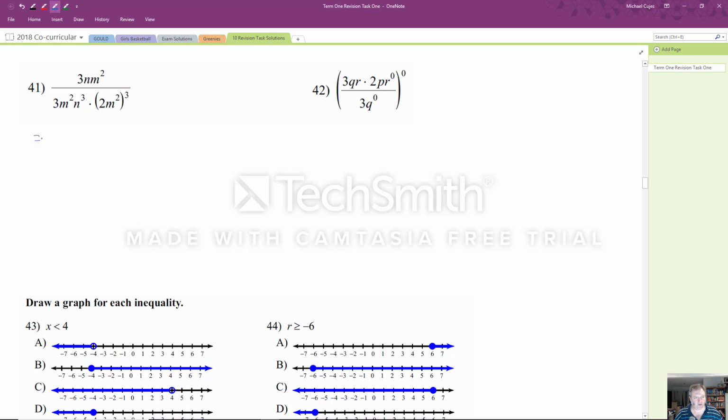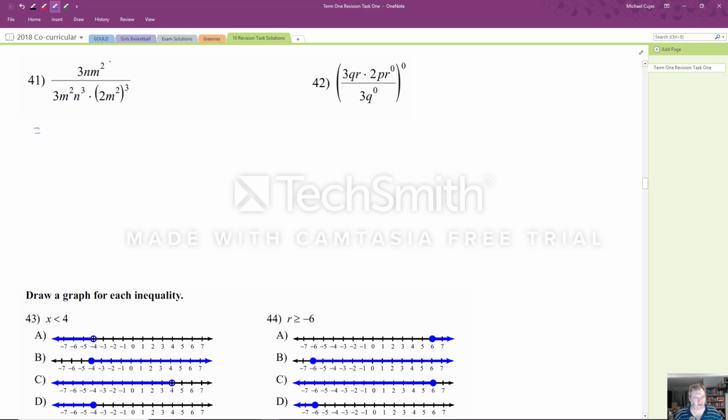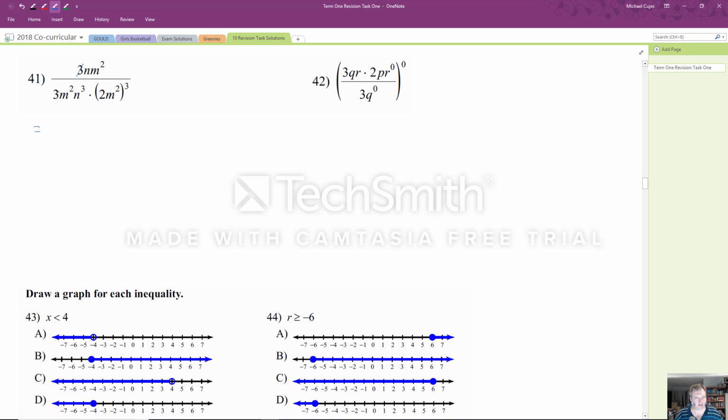Next one here, we can cancel common factors. These are all factors being multiplied together. These are factors on the top. So let's go to it. 3 and 3. They go into each other once. There's an n on the top. Can cancel with one of these n's on the bottom. I'll make that a squared. Here I've got m squared. M squared is a term on the bottom. They can cancel. So now my numerator is 1. On the bottom I have 1 times n squared.